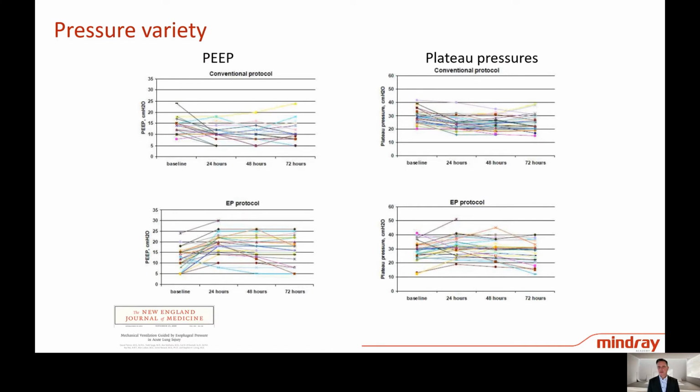Another interesting finding of this work was that the variety of the settings was much wider with the esophageal pressure guided protocol. So it seems that esophageal pressure guided ventilation applies more to the physiological differences in the patients, whereas a standard protocol would not be able to reflect the differences in the physiological settings.